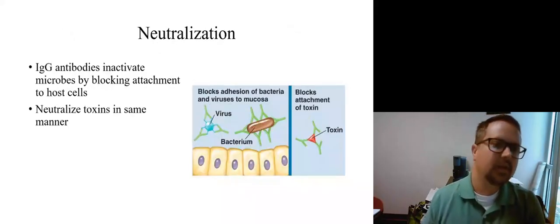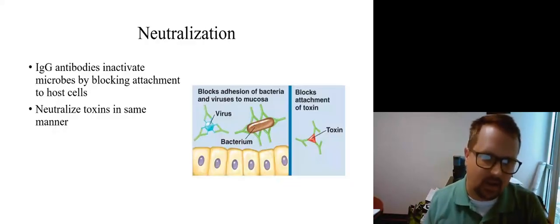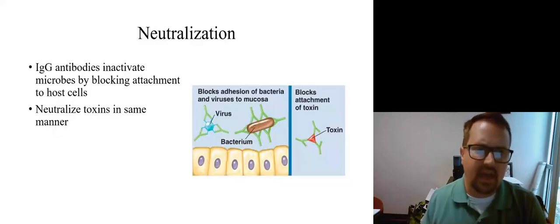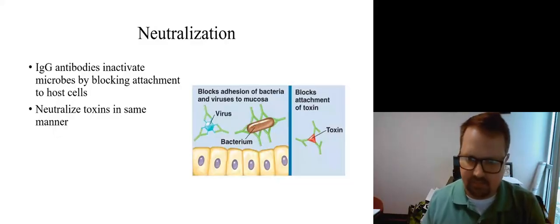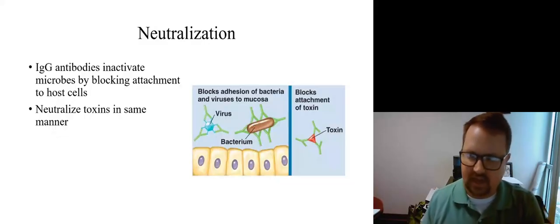So anyway, all right, neutralization. Antibodies can inactivate microbes to block attachment, or they can neutralize toxins. They can bind to toxins. Now the toxin, the AB toxin, things like that, can't do anything.